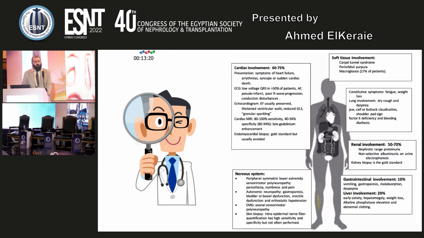As you can see, we will look for a more accessible and safer way to biopsy the tissues. The nervous system can have a peripheral symmetric lower extremity sensorimotor polyneuropathy. It affects the upper extremities as well. Autonomic neuropathy is common, and the EMG showed the picture that we have shown earlier, axonal sensorimotor polyneuropathy. Soft tissue involvement causes carpal tunnel syndrome and periorbital purpura, and you know the term raccoon eyes and the periorbital halo, macroglossia as well.